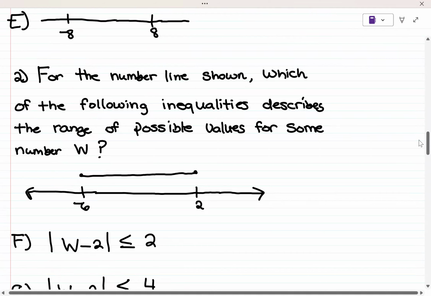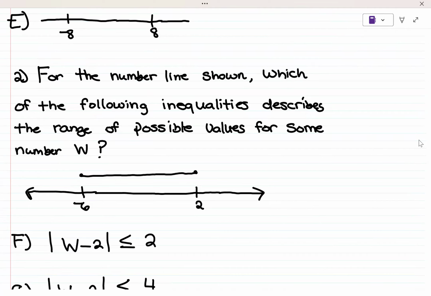Question 2. For the number line shown, which of the following inequalities describes the range of the possible values for some number W? Okay, so this time they give you a graph and we've got to figure out the correct inequality.